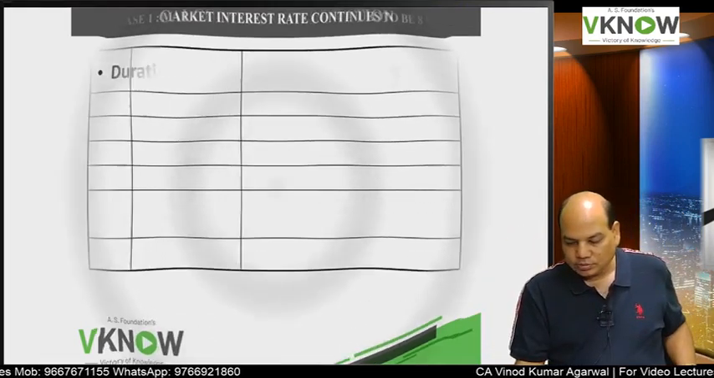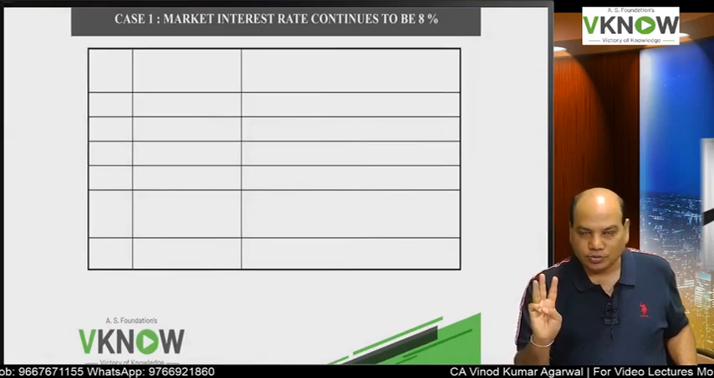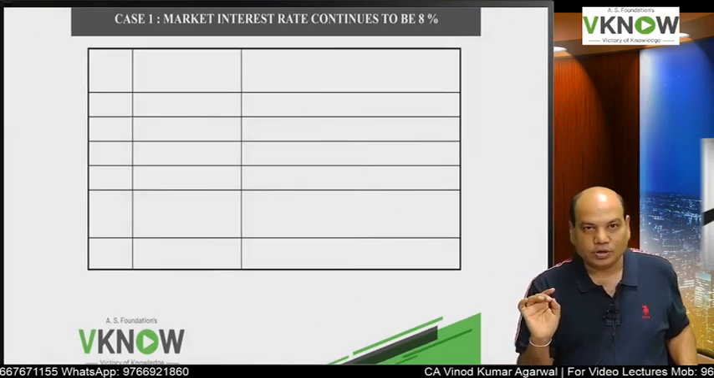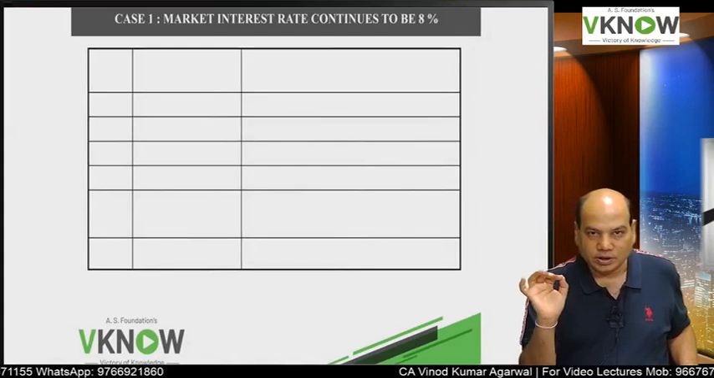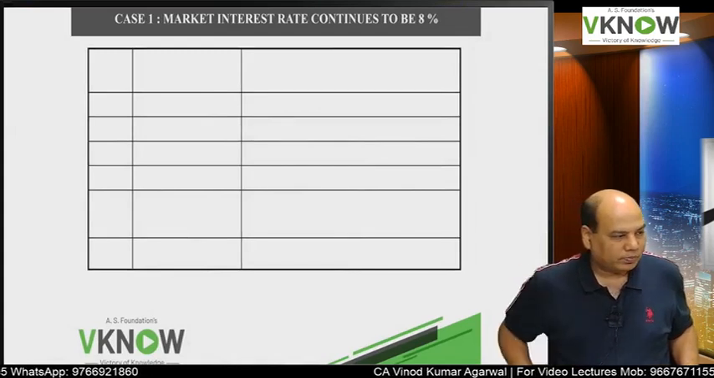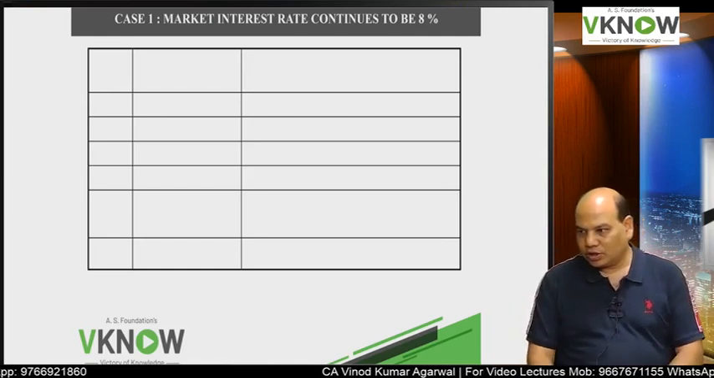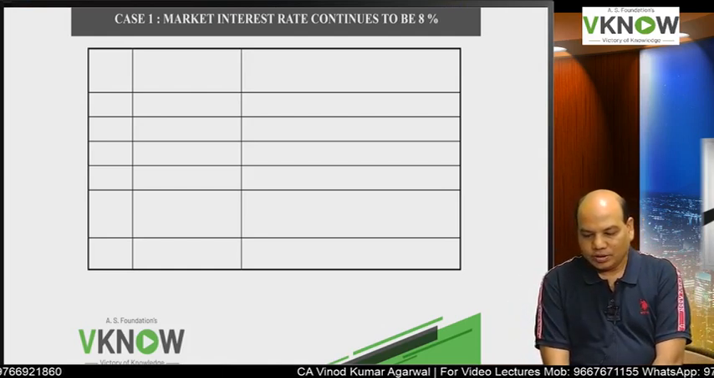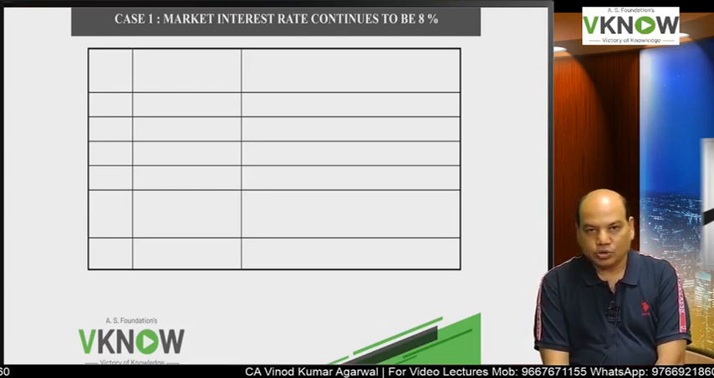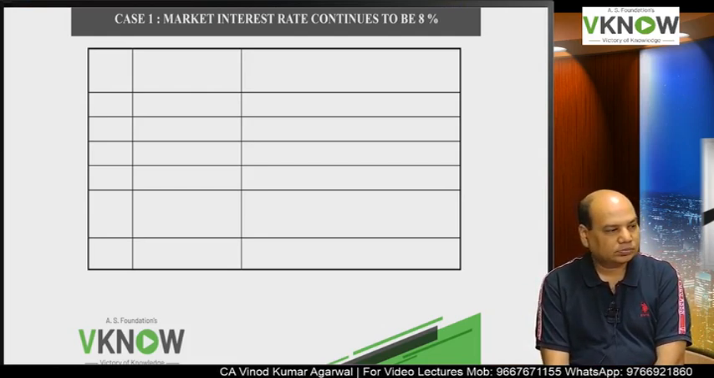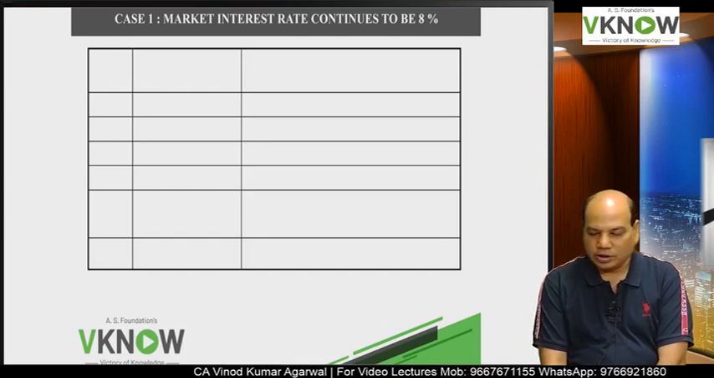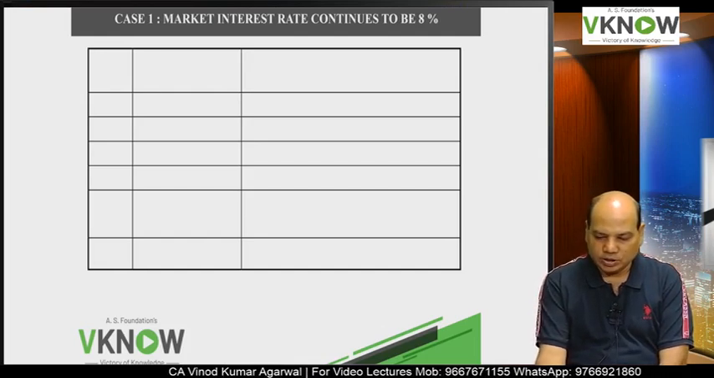So write down case 1. 3 times I have to present the answer in front of you. One at 8%, one at 6%, one at 10%. So please write down. And you have to use your calculator fast. Case 1, market interest rate continues to be 8%.